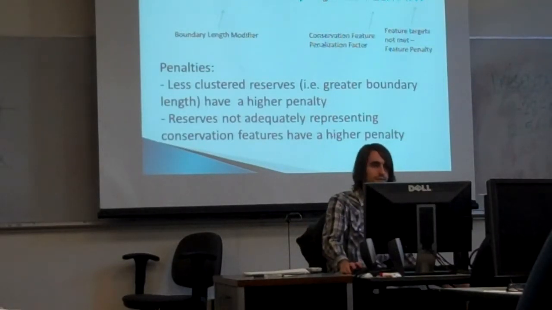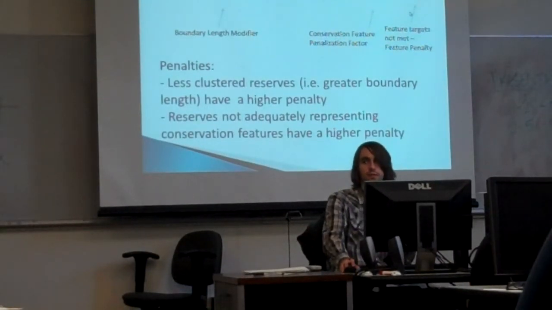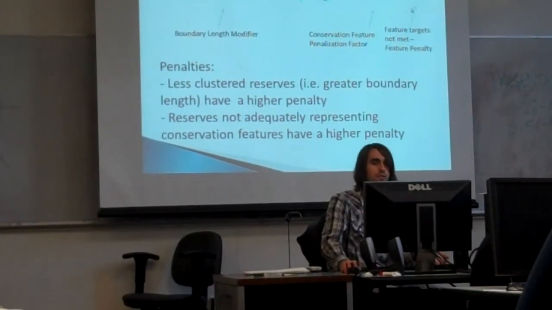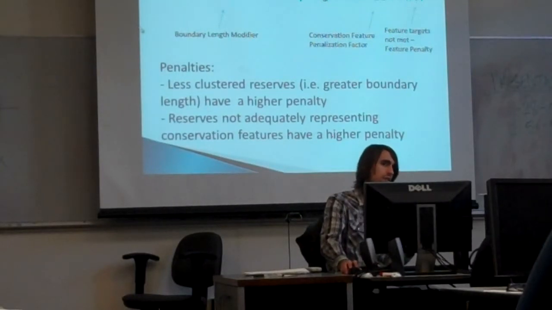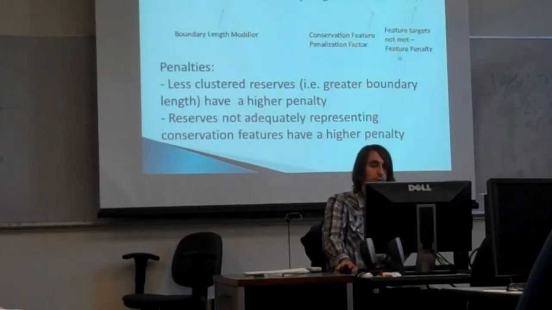So this is basically the end goal of the entire calculation process and reserve design process, is to find a reserve that minimizes this entire term. And that's sensitive, of course, to the boundary length modifier and the conservation feature penalization factors. These are really the two big user inputs that determine what you want the reserve to look like and what your priorities are. We're not going to work with it today, but you can also put maximum costs if you have like an actual hard dollar limit that you can't spend more than this to create the reserve. But we won't work with that at all today.